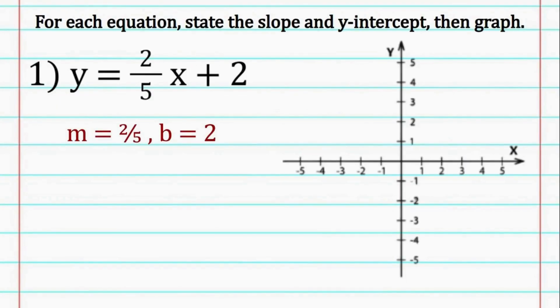The slope is 2 over 5. The y-intercept is 2. The line would look like this.